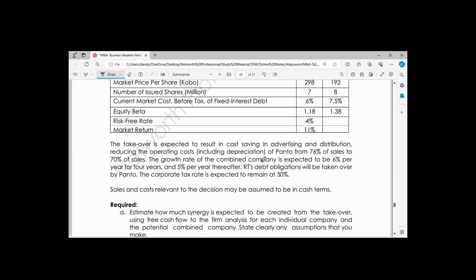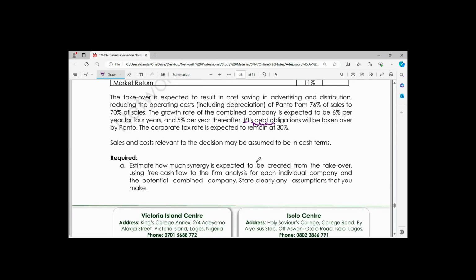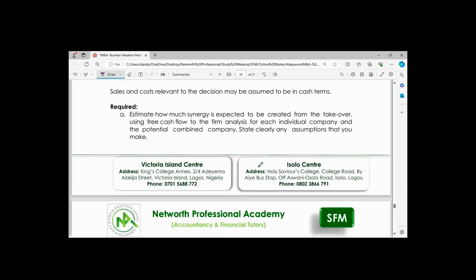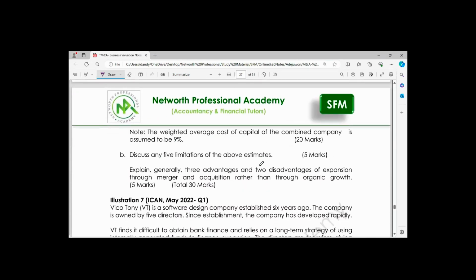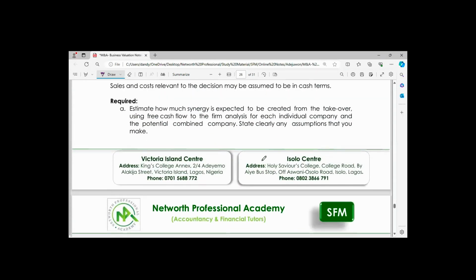The debt obligation will be taken over by Panto. The corporate tax rate is expected to remain at 30%. Sales and costs relevant to the decision may be assumed to be in cash terms. Required. Estimate how much synergy is expected to be created from the takeover using free cash flow to the firm analysis for each individual company and the potential combined company. State clearly any assumptions that you make. Note, the weighted average cost of capital of the combined company is assumed to be 9%. B, discuss any 5 limitations of the above estimates. Explain generally 3 advantages and 2 disadvantages of expansion through merger and acquisition rather than through organic growth. Thank you, Prosper.